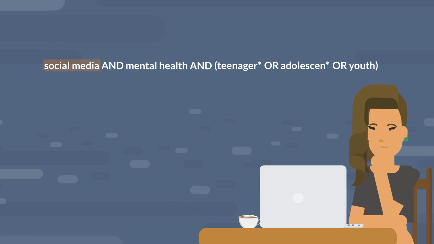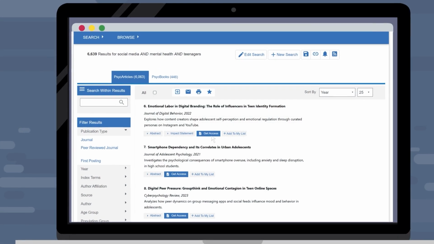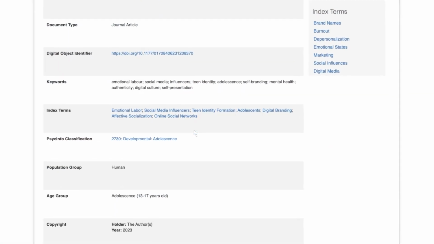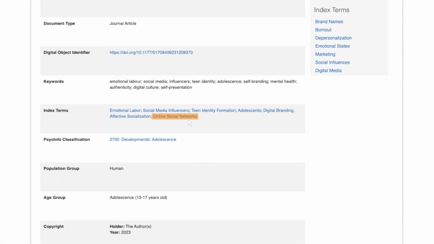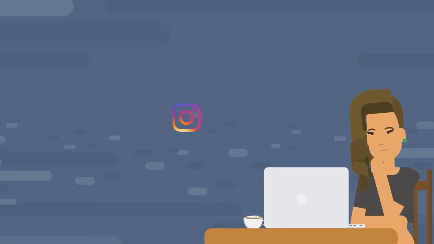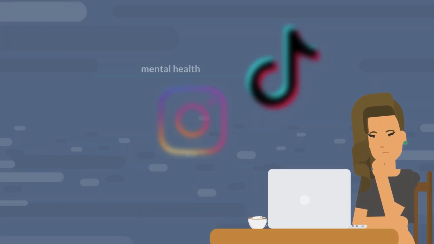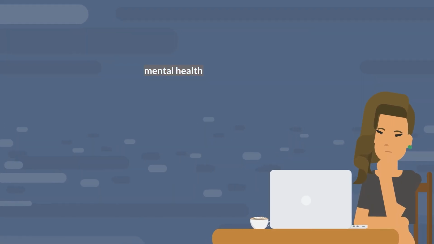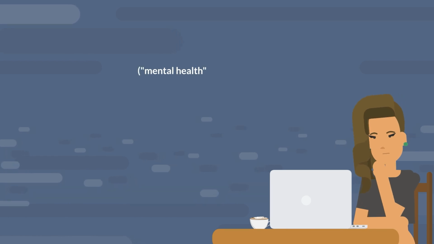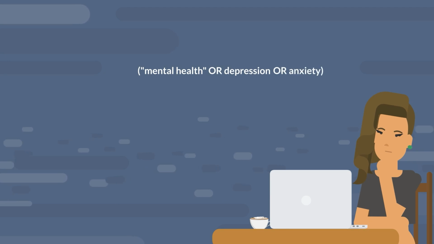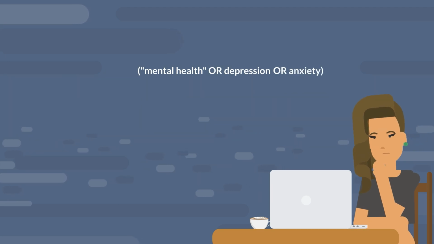Social media is broad. Take a look at the subject headings in the records to see what else you could use. Online social networks as an additional term. We may also want to search for specific social networks such as Instagram or TikTok. Mental health is also broad. Let's add some specific mental health issues. Parentheses, quote, mental health, close quote, OR depression OR anxiety, close parentheses.